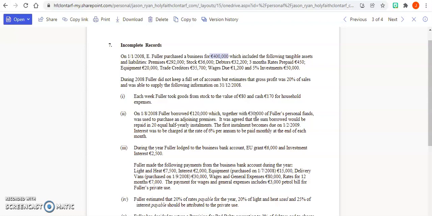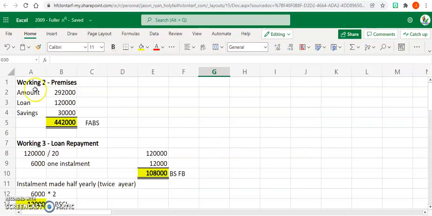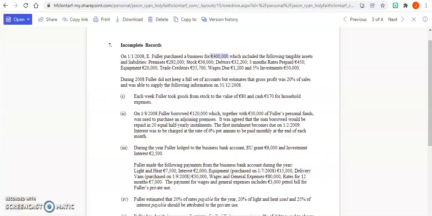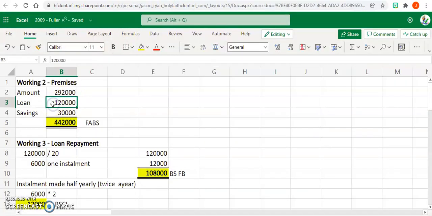capital into the business. It was agreed that a sum of money will be repaid in 20 equal half-yearly installments, so we need to calculate how much our installments are going to be, and then we need to calculate the rate of interest. So there's about 4 adjustments to go with this one. If you look at our premises that we have at the moment, the value of them are 292,000. We got a loan of 120,000 and then we put in savings of 30,000. So our premises have increased to 442,000 and that goes into your financial assets in your balance sheet.